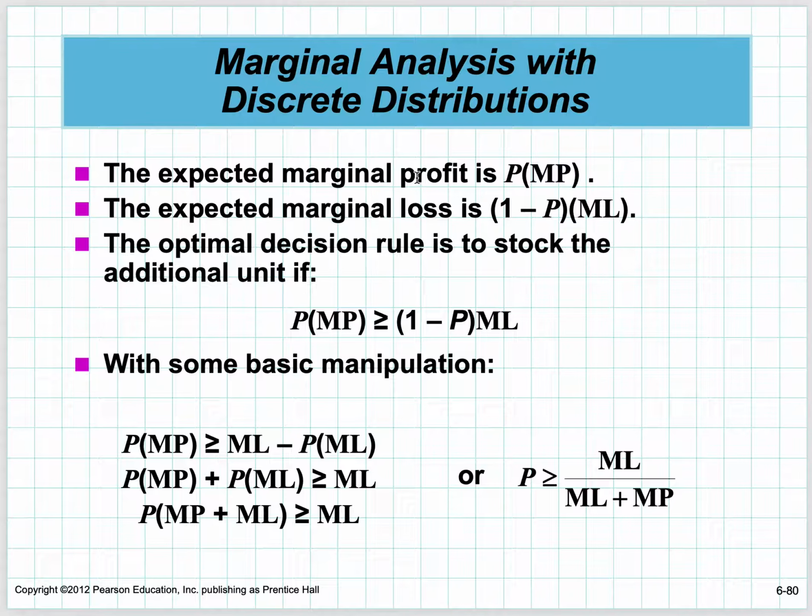The expected marginal profit is probability times marginal profit. The expected marginal loss is 1 minus P times marginal loss. So we want P times marginal profit to be greater than (1 minus P) times marginal loss. If you solve this for P, you'll end up with: I want to find where the probability P is greater than marginal loss divided by (marginal loss plus marginal profit). That would be a viable point at which to stock. And you keep looking at that until P is no longer greater than this number.